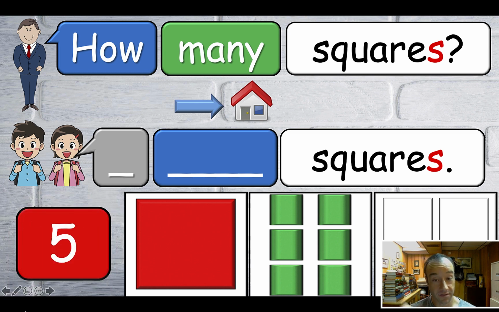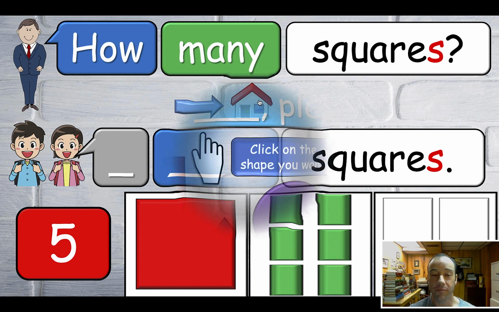5 points. Good job, everyone. 5. What was it? 5 or I forget. Oh, 2 brown squares. My memory's so bad. And then good job, and then click the home button to go back.